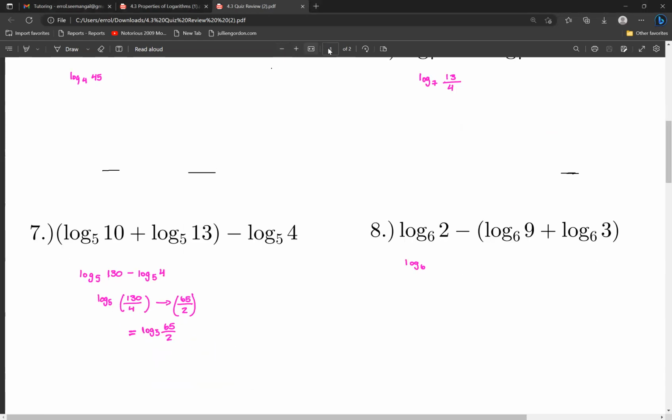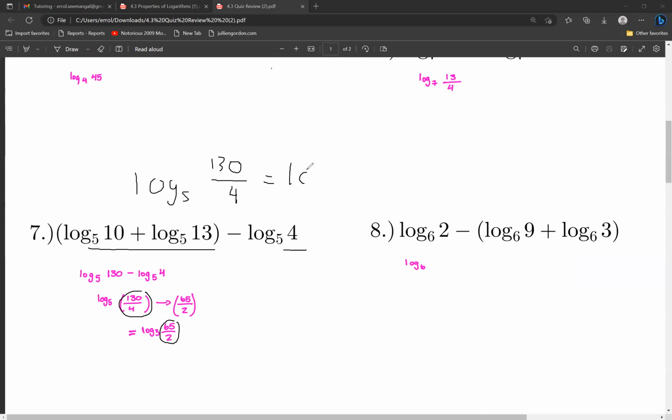Let's see what you got. Okay, for 7, you're multiplying those two, then you're dividing by that one. So log, 10 times 13 is 130. Then you're dividing by 4. 130 over 4. There you go. 65 over 2. Yeah, all you did was simplify the fraction. Just reduce the fraction to lowest terms. Log 65 over 2. Okay.